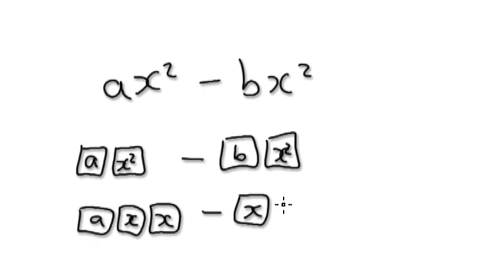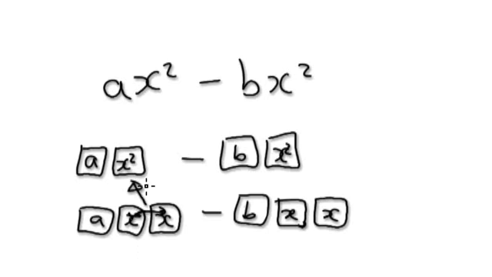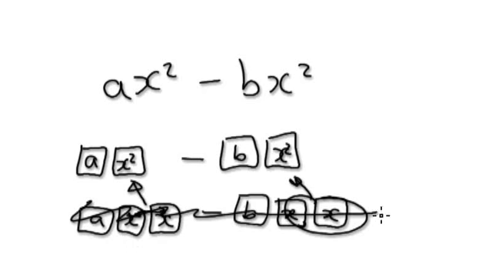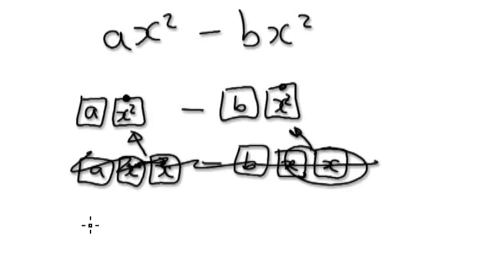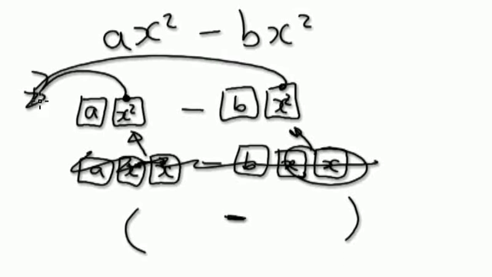Take away b times b here, b times x. But let's just merge these two together, so it becomes this. Basically, just visualize it up here. Now look what's in common. The x squared is in common, so you can actually take the x squared out. Hang on, there's a minus in between here.